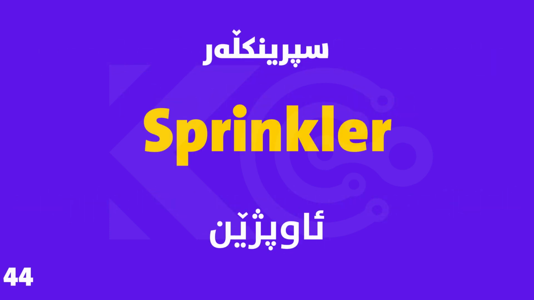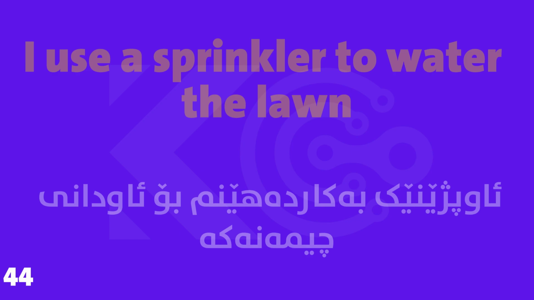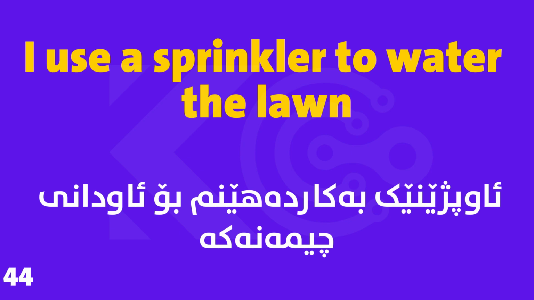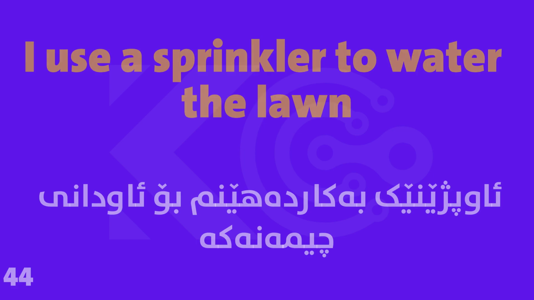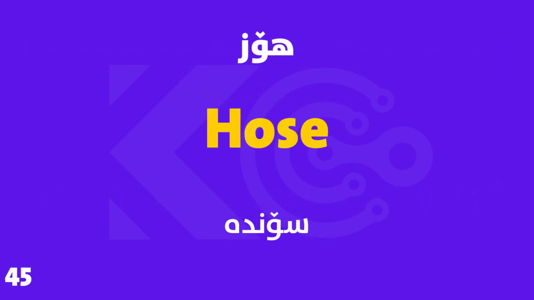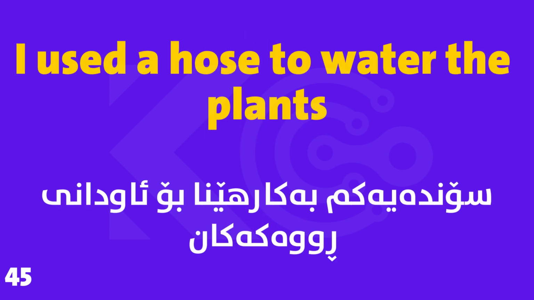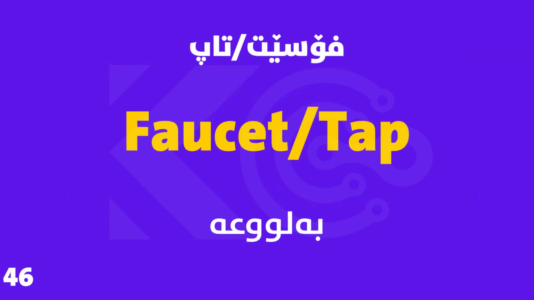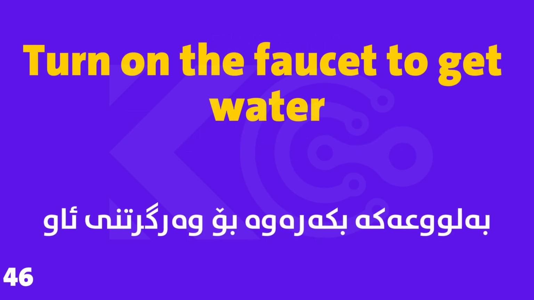Sprinkler. I use a sprinkler to water the lawn. Hose. I used a hose to water the plants. Faucet, tap. Turn on the faucet to get water.